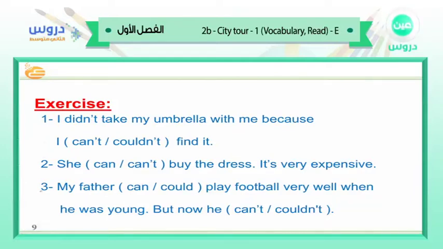Exercise. I'll do some exercise and see. I didn't take my umbrella with me because I can't or couldn't find it. I just underlined the keyword didn't. So which tense is it? It depends. If it's in the present, we use can or can't. In the past, we use could, couldn't. Okay, so answer number one, please. Number two, she can or can't buy the dress. It's very expensive. So, she can or can't?